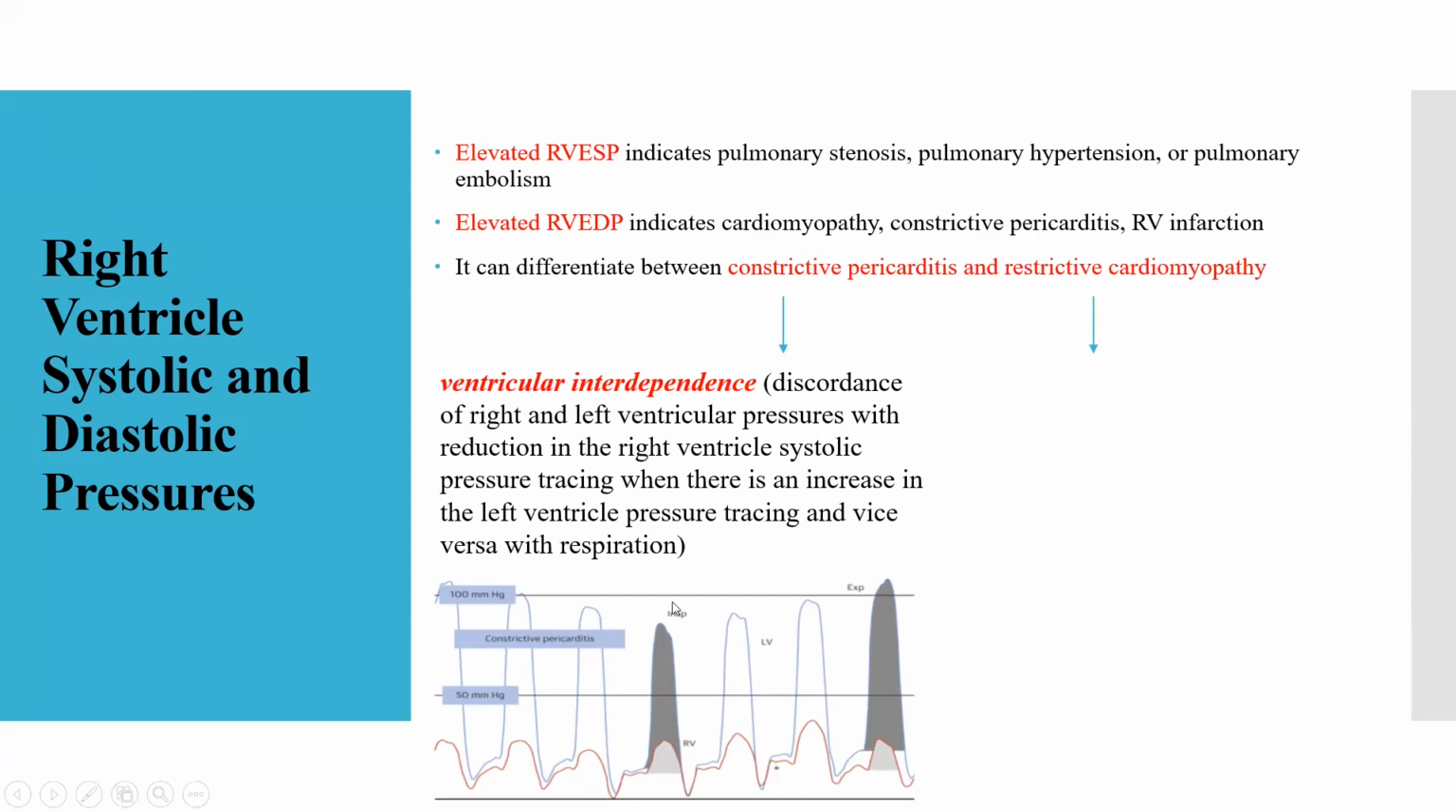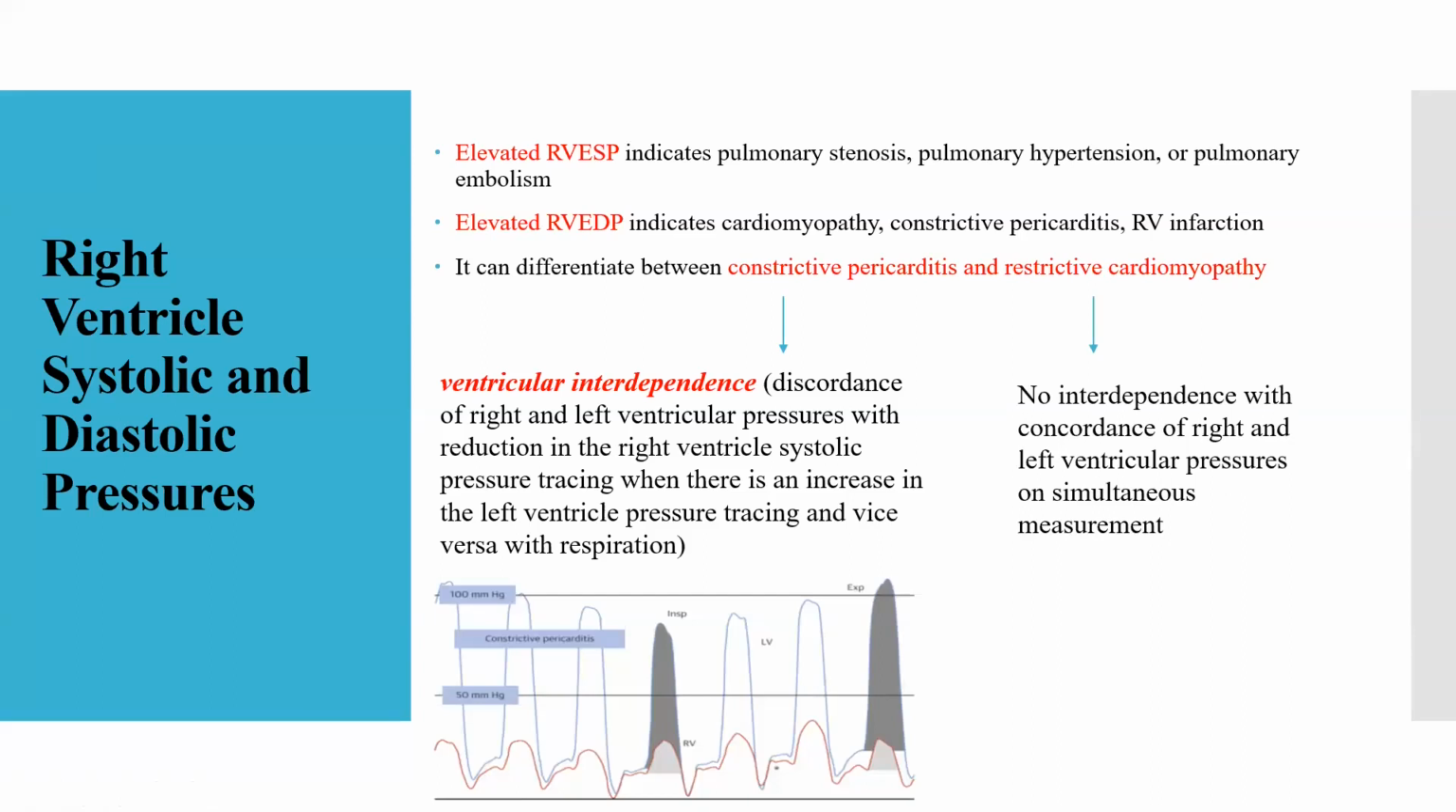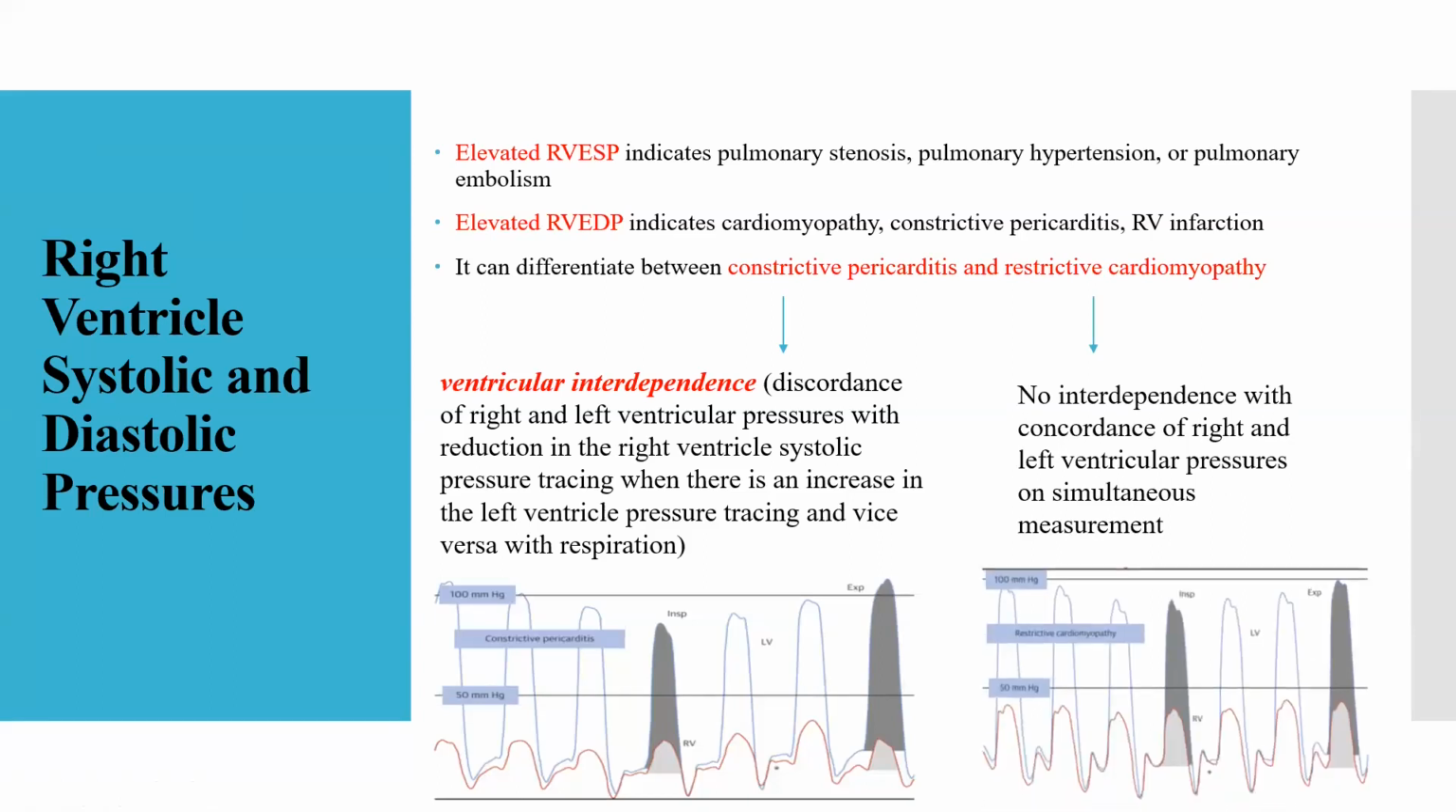So during inspiration, the inflow of the heart to the left side is decreased, and the opposite occurs during expiration, and these changes are opposed at the level of the right ventricle. Ventricular interdependence. And this is usually absent in patients with restrictive cardiomyopathy. As we can notice here, there is no significant change between inspiration and expiration.